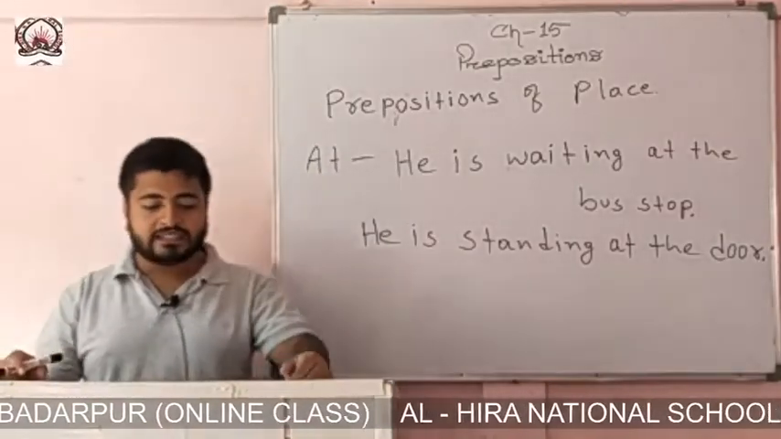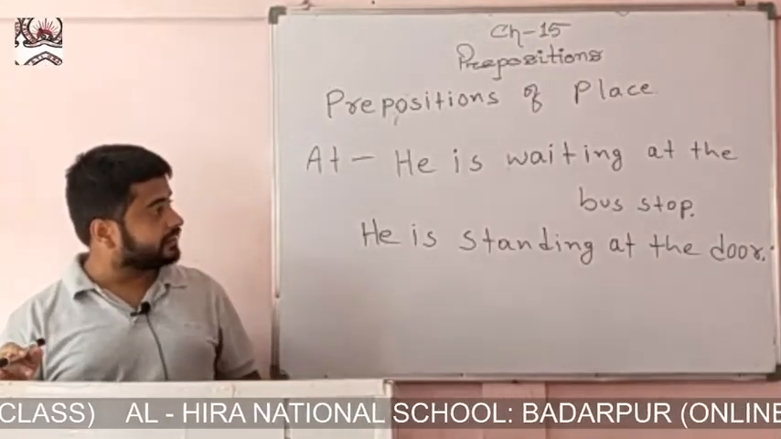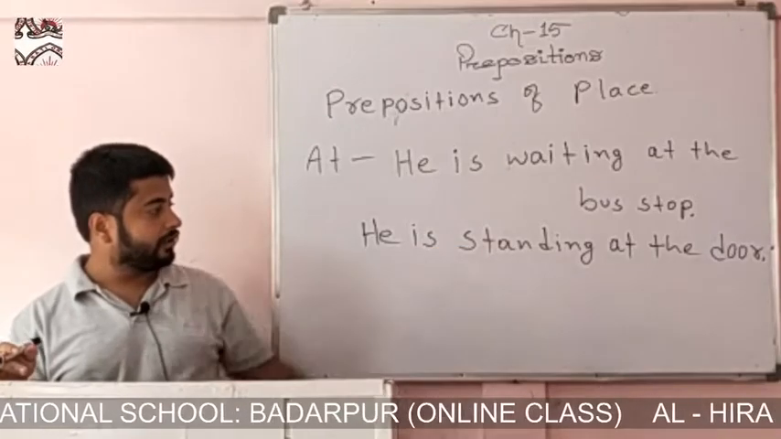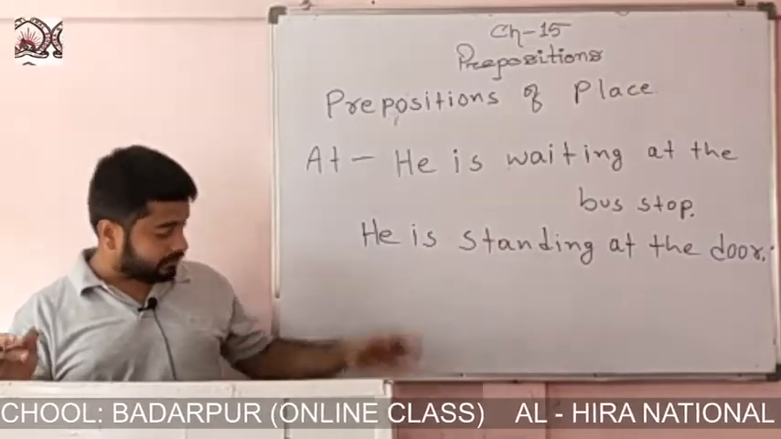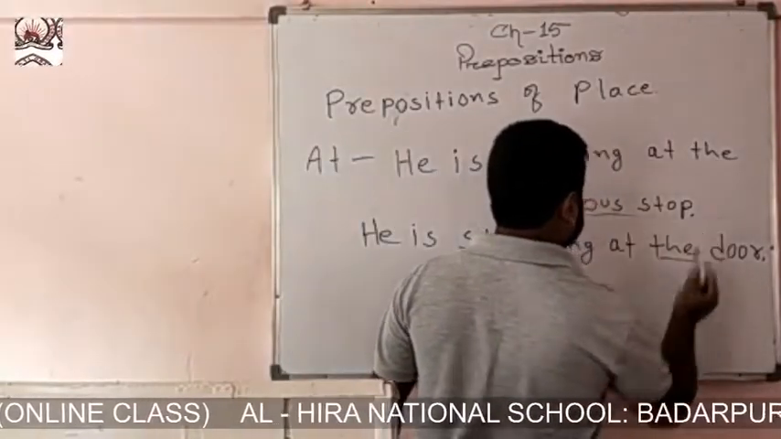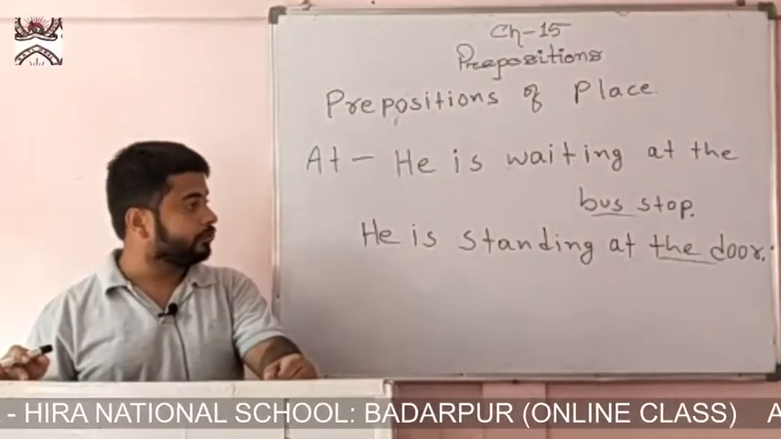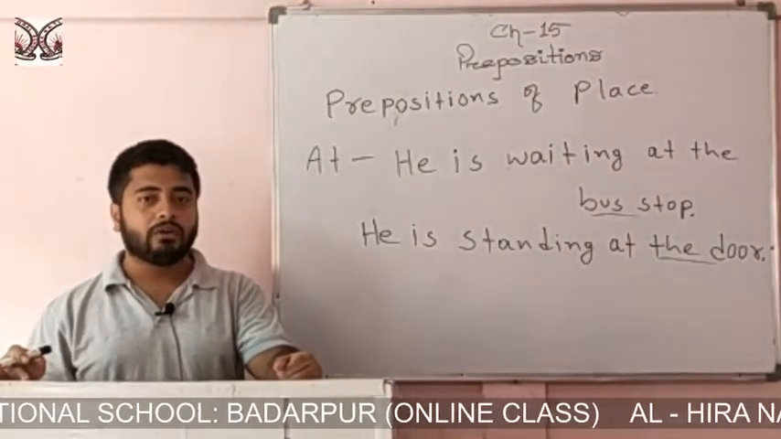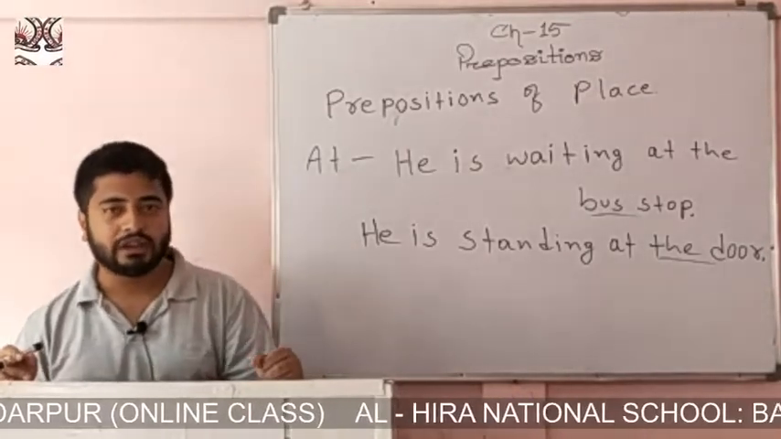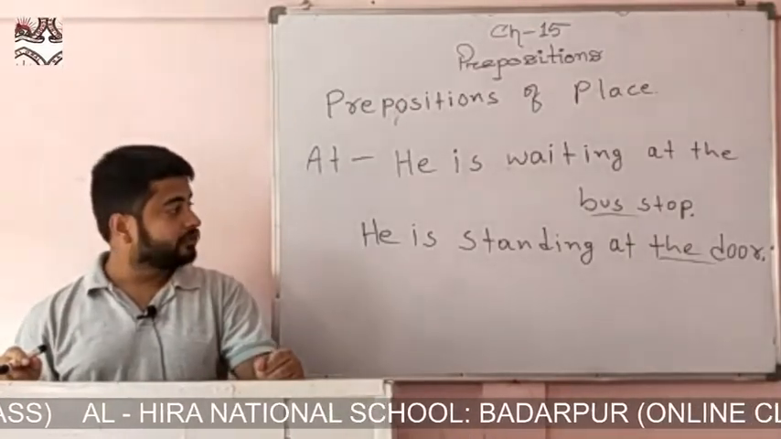As I said earlier, it is used to describe a certain point. So here at is describing a certain point. That means he is standing at the door. It is a certain point. It is talking of a particular place, or we can say a certain point. I hope you have understood where to use at. If we talk of a particular point or particular place, then we will use at. So please remember where to use at.